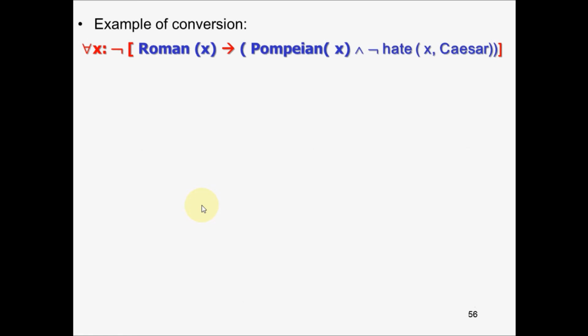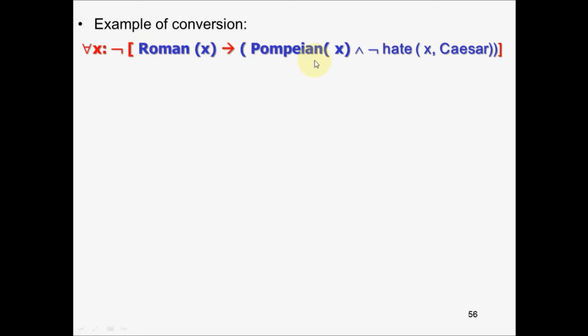Suppose a sentence was given to you and you have converted it into predicate form, and this is the crude predicate form which you have. For all x, not of this whole thing, Roman x implies Pompeian x and not hate x comma Caesar. Now, is this sentence ready for use by the resolution algorithm? No, because there is an implication. So we have to eliminate this implication first.